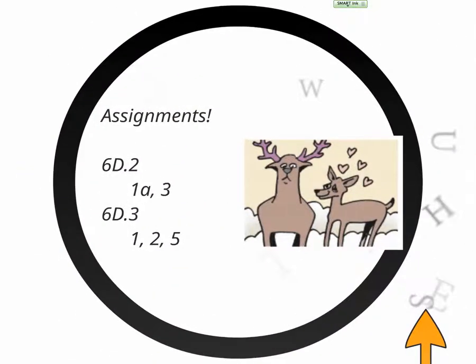You guys, this is the cutest picture in the whole book, and it's on this section. It's like reindeers in love.